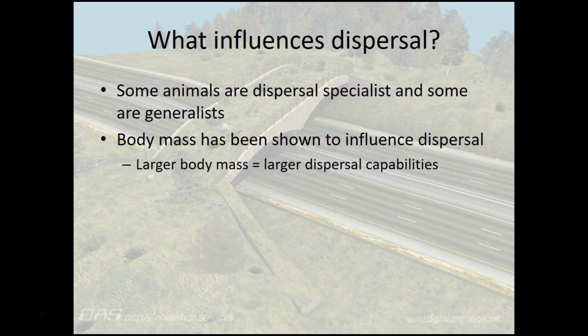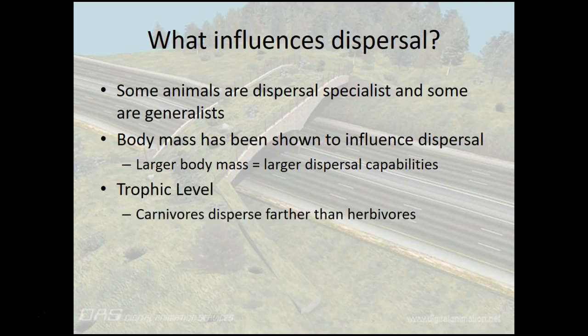That makes sense. Your Preble's Meadow jumping mouse isn't going to disperse from Colorado to Montana anytime soon. It would take too many generations for them to cross that far. But theoretically, an animal much bigger than that could easily disperse to Montana if the conditions were right. Trophic level plays a role too. The higher up you are on that trophic pyramid, like carnivores, they're more likely to disperse than herbivores.